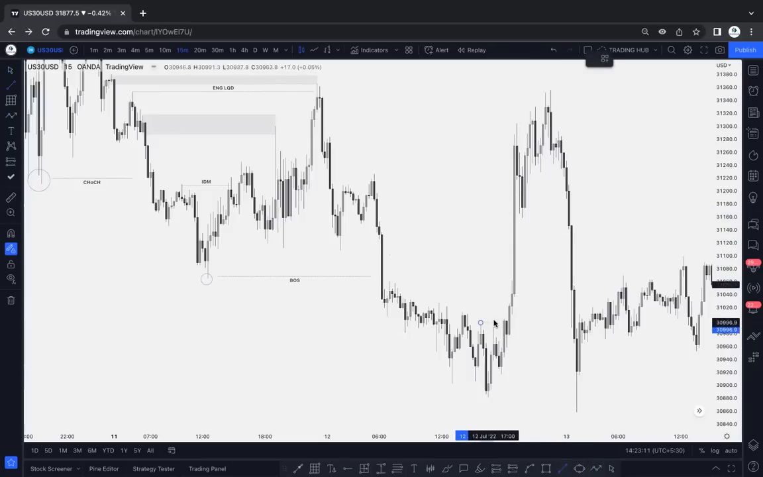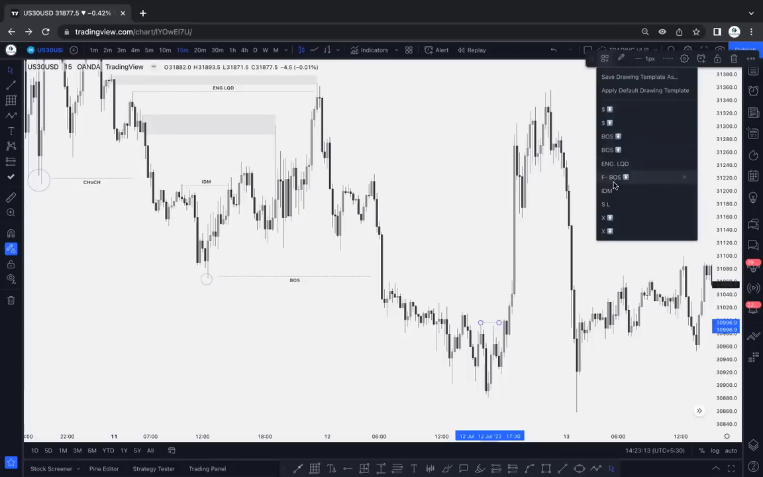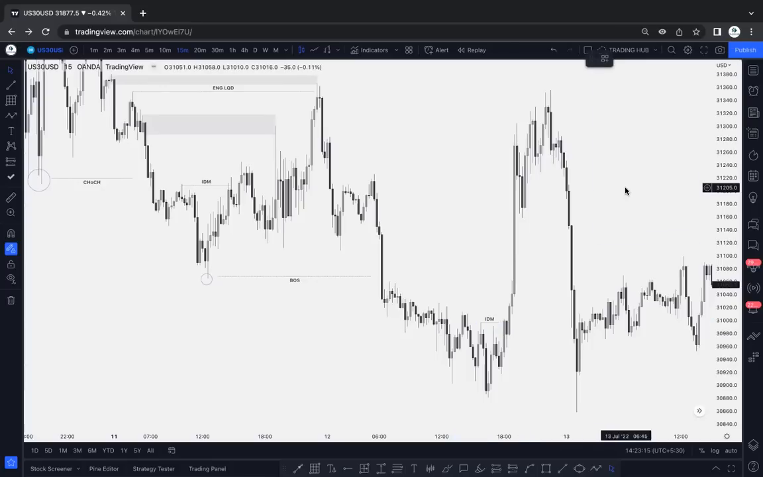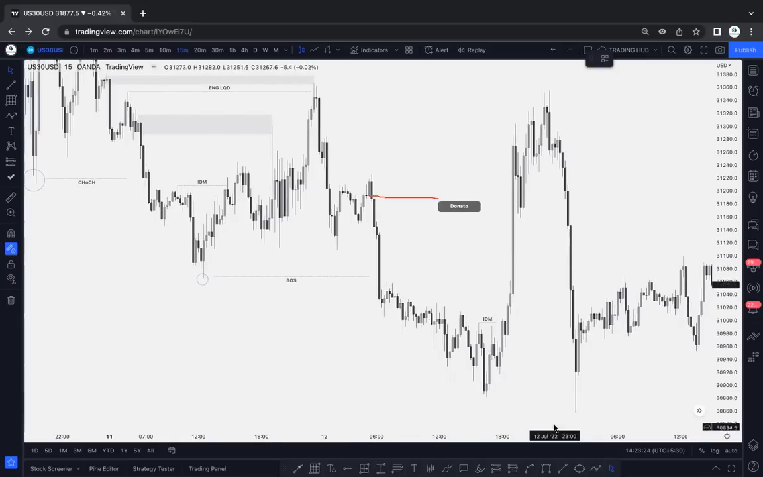The market took out this inducement here. This one is our first inducement. So after this inducement, where is our order block? I think you can see here. Exactly, correct. Not this.